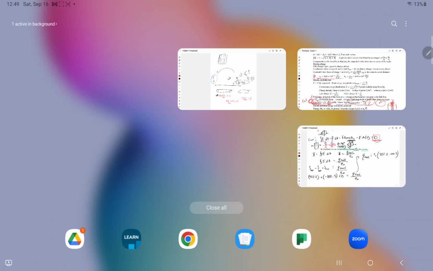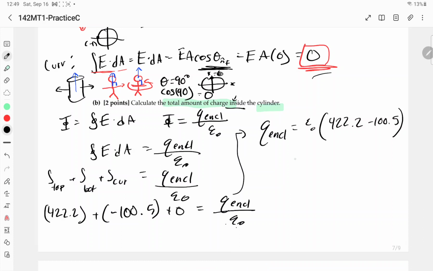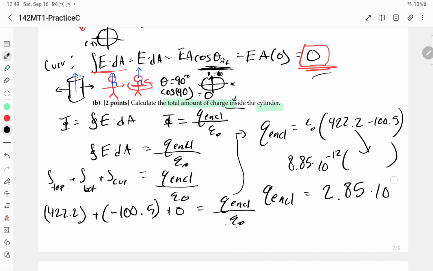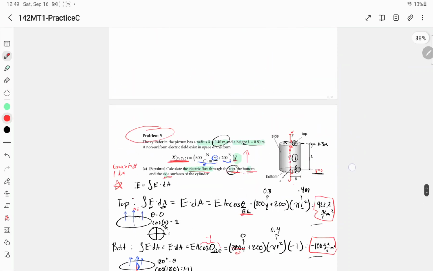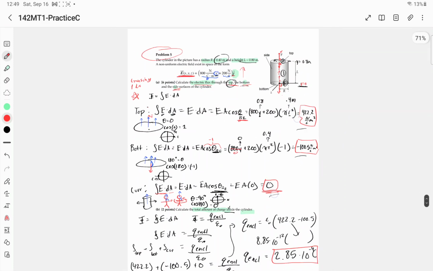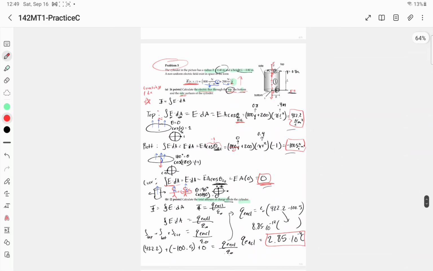So we have epsilon naught, not E, times those two fluxes summed. That's 8.85 times 10 to the negative 12 times exactly what I put in here. So we have Q enclosed is equal to 2.85 times 10 to the negative 9 coulombs. Okay, perfect. Now, at this point, when we are in the Zoom call here, I'll zoom out so you can look at the full picture.